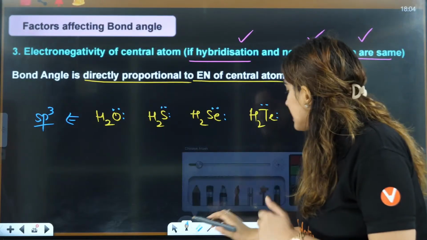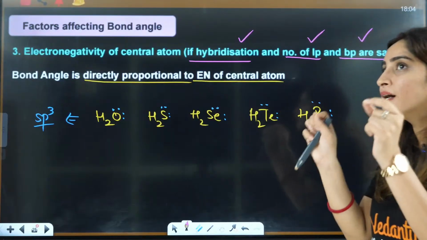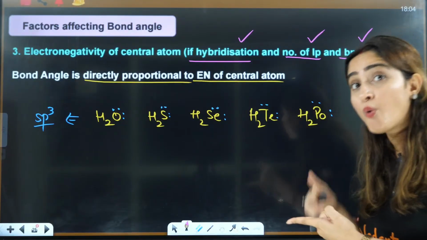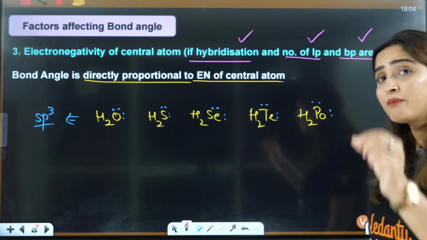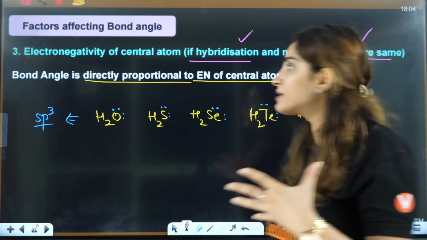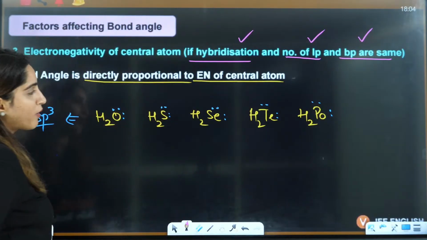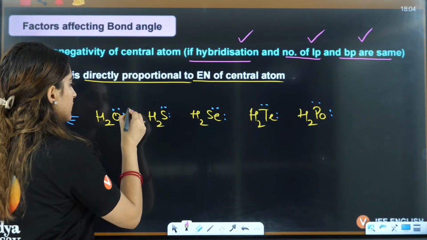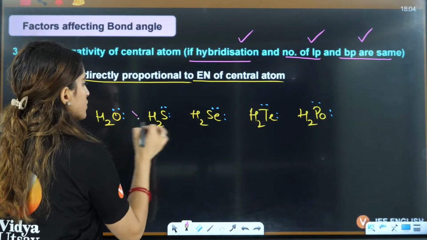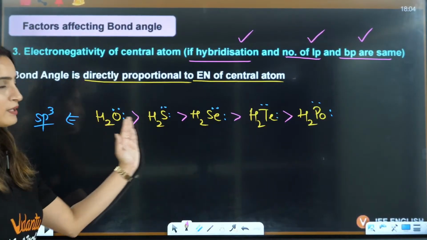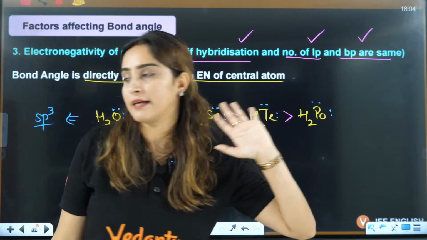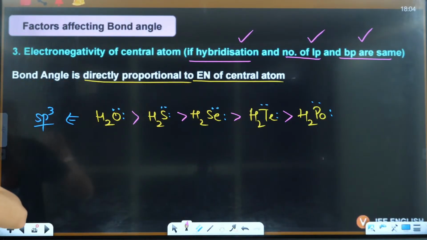Now what to do? Now I'm again saying lone pair should be there. Number of lone pairs and bond pairs both should be same, right? If both lone pairs and bond pairs are same, in that case more is the electronegativity, more will be the bond angle. So that means down the group what is happening, electronegativity is decreasing, so it will be like this, okay? So down the group, this is group number 16, down the group electronegativity decreases, so this angle also decreases, okay? This angle also decreases, right everybody?